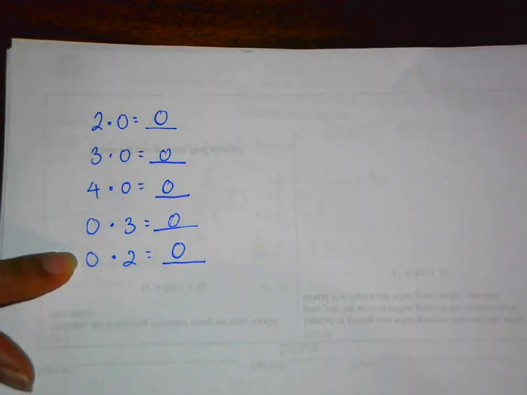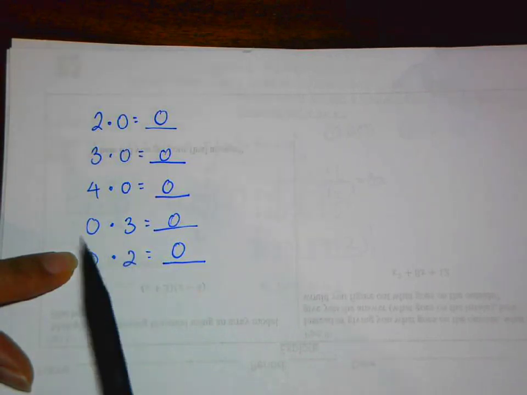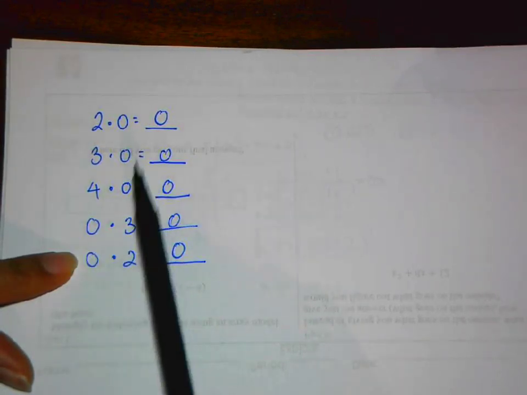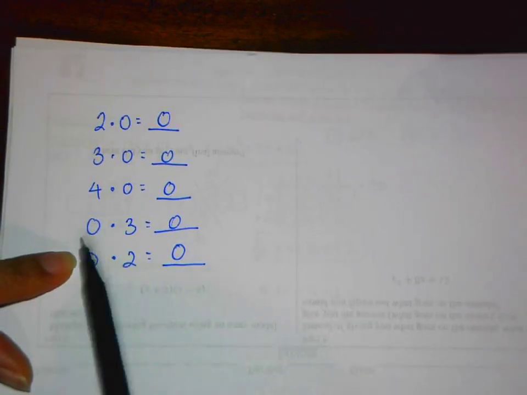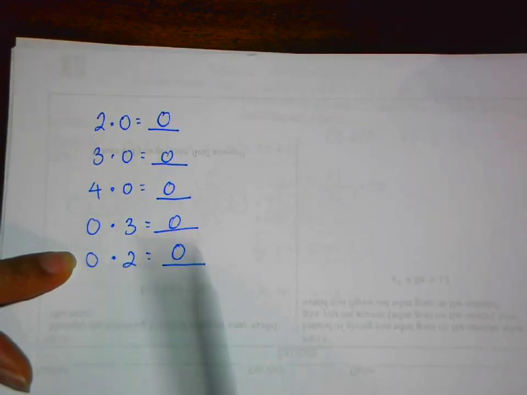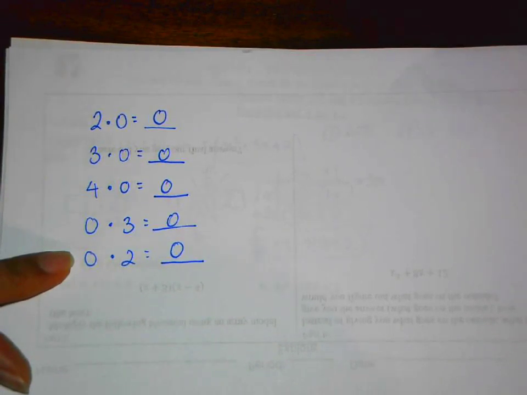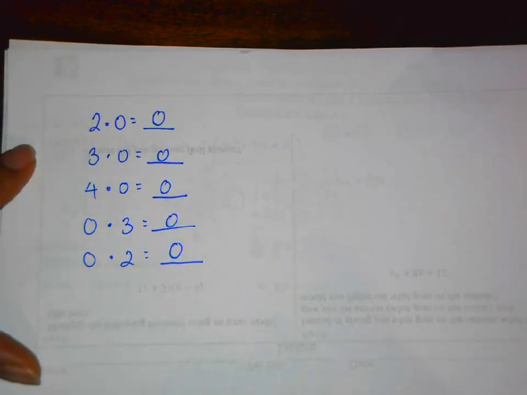That's because anything times 0 is equal to 0. It doesn't matter whether 0 comes first or if it comes last. As long as there is a 0 in a multiplication, the answer is going to be 0. So we're going to use that to help us solve.